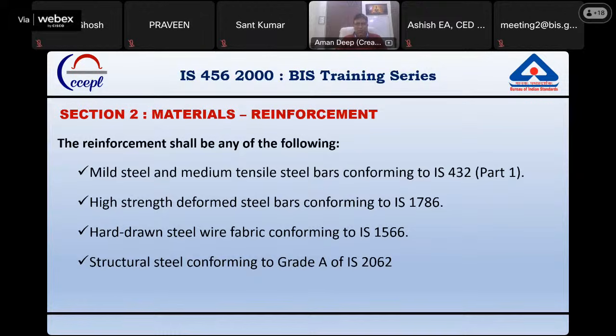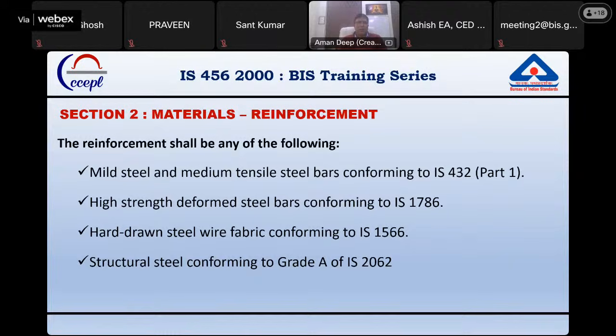Then we have reinforcement. When we talk about RCC, now RCC is reinforced cement concrete. It means with cement concrete, we have some element of reinforcement, and that reinforcement has also to be controlled. There are different IS codes which govern the material specification. Mild steel and medium tensile steel bars conform to IS 432 Part 1. High strength deformed steel bar conforms to IS 1786.